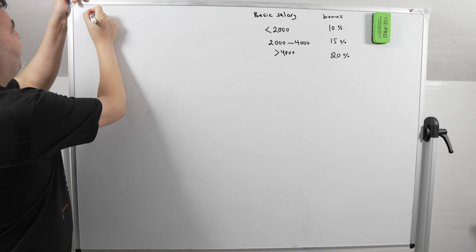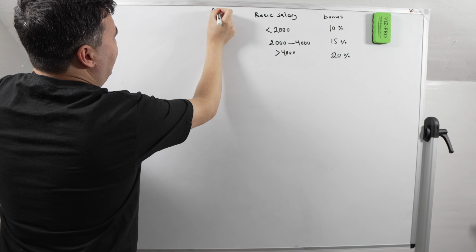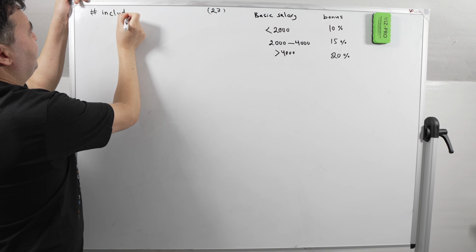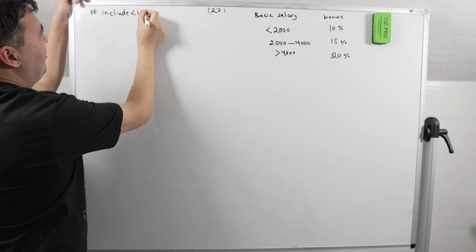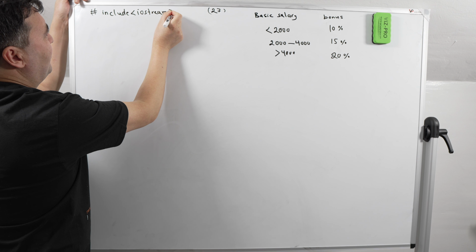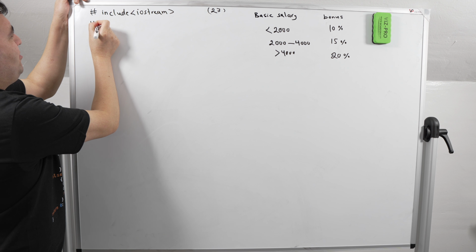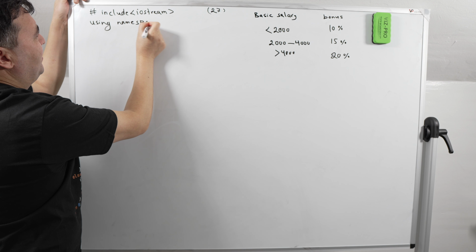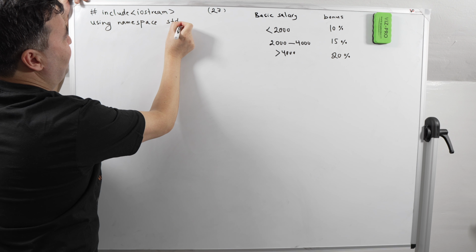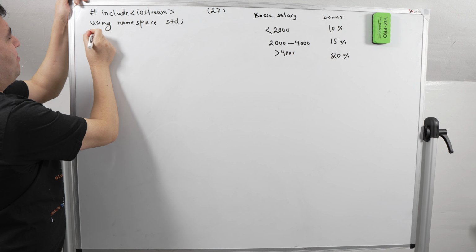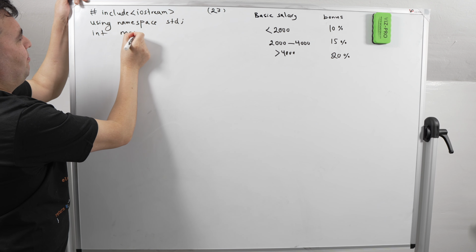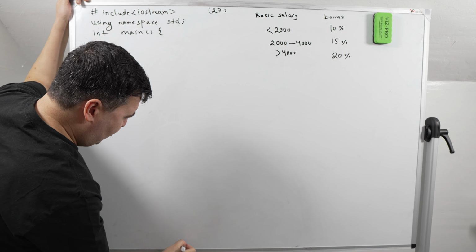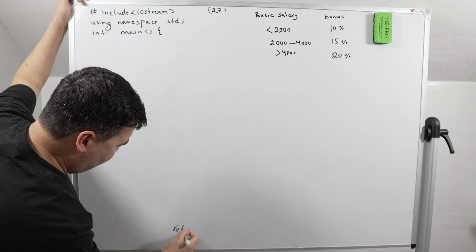It's our lecture 27, okay? So I include the IOStream library at the beginning of our program. And then we write using namespace std. And then we define our main function, integer main. So we open the curly braces and we close the curly braces. Of course, at the end of the program, we have return 0 and semicolon.